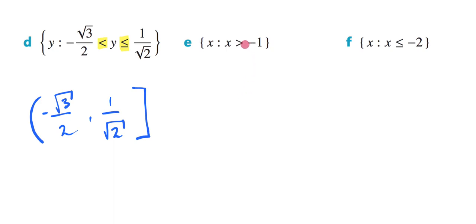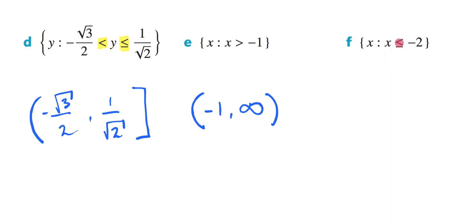Next, we have x is greater than -1. So x is greater than -1, but it's not including -1. So I'm going to have a round bracket, -1, and it's going to be everything greater than it. So it's going to be all the way to infinity. And notice that whenever I have infinity or negative infinity, I'm always going to have a round bracket.